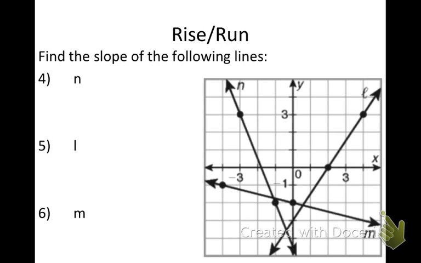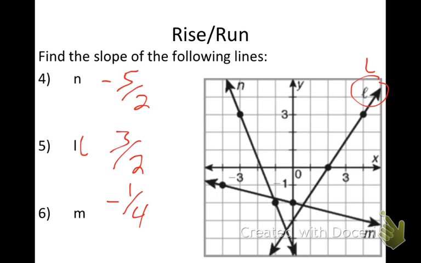Try these 3. Take a couple seconds to try these 3. Yeah, this is actually the letter L. That's L right there. Okay, that's like cursive L. All right, number 4 here. What's the slope of N, Camden? Negative 5 over 2. Nice job. What about the slope of L, Bryce? And the slope of M, Tyler?